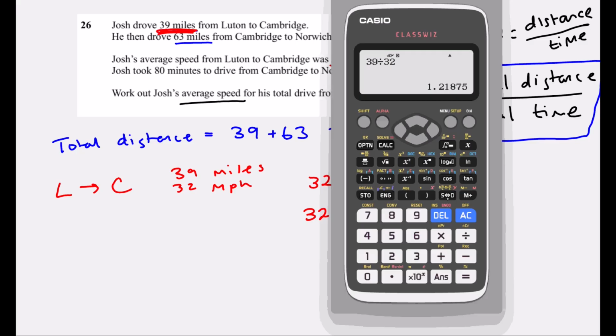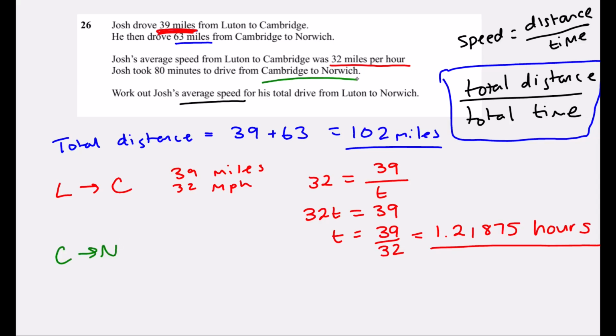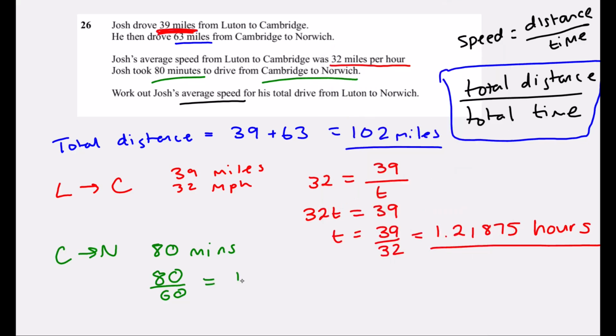which is 1.21875, and it was miles per hour per miles. So this is in hours. How about the other part of the journey? So that's Cambridge to Norwich. Cambridge to Norwich, it's 80 minutes. We can't have one in minutes and the other one in hours. So we want to change minutes into hours. Divide by 60. And that's 4/3 or 1.3 recurring.